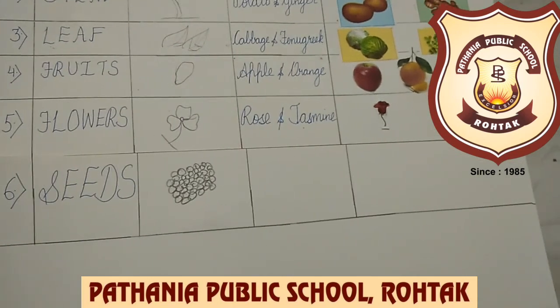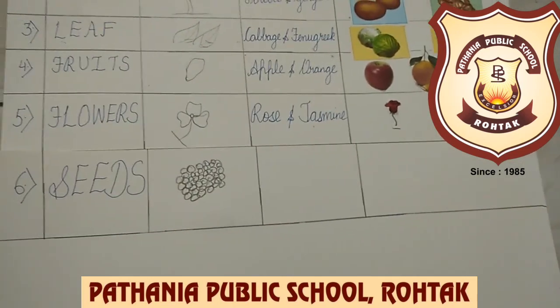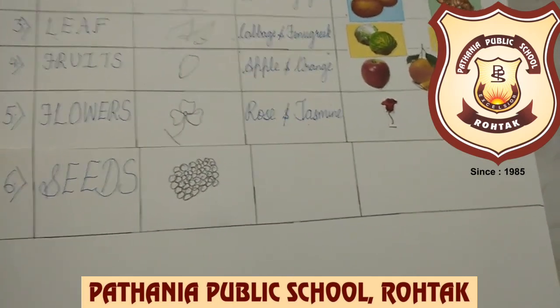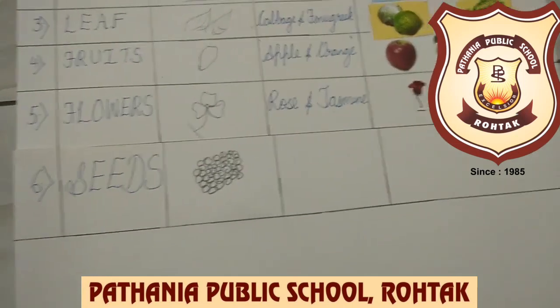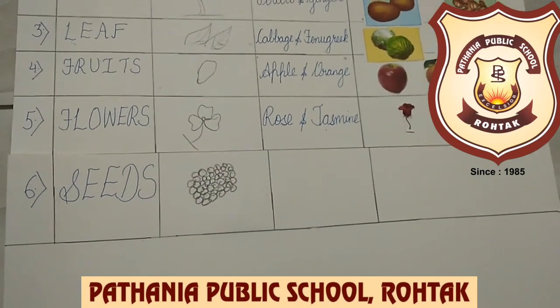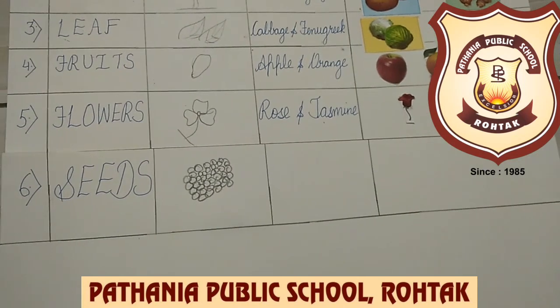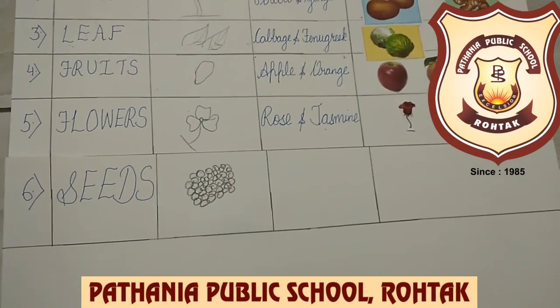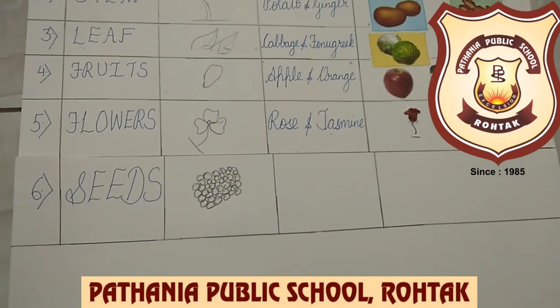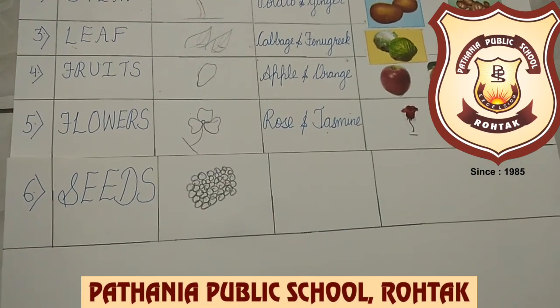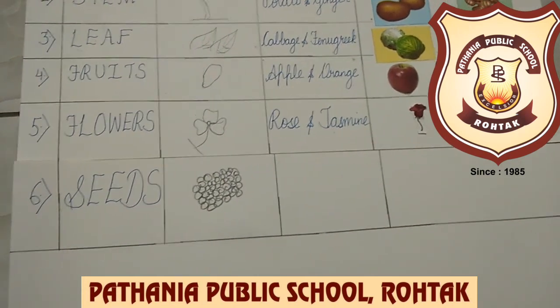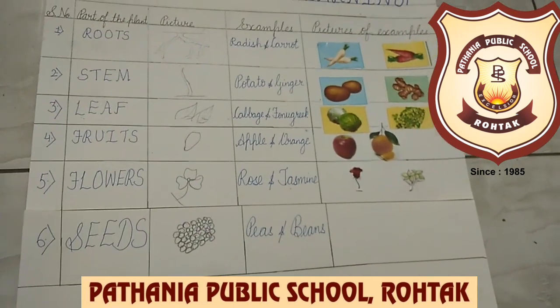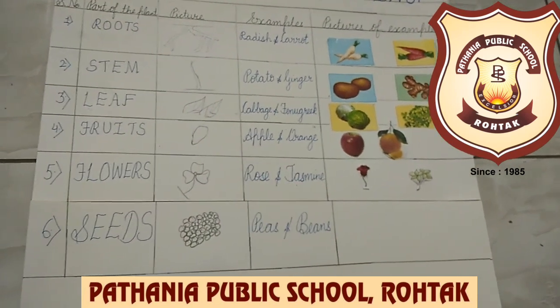Any seed you can take it now. Yes beta, tell me two examples of seeds that we eat. Yes beta, we can write peas and beans. So we will write peas and beans in the column of examples. See beta, in the column of examples I have written peas and beans.